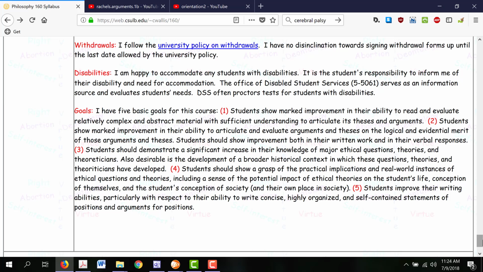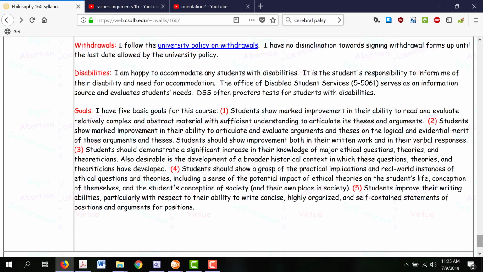First of all, I'm hoping that students will show a marked improvement in their ability to read and evaluate relatively complex and abstract material. So I want you to improve your reading comprehension and retention skills. And I'm hoping that when students complete this course, if they're not already in the position where they are able to read complex and abstract material with sufficient understanding to articulate theses, arguments, paper structure, and so on, then as a result of this course, as a result of the exercises and the readings that we have, you'll develop those skills and be able to exercise them and refine them during this course.